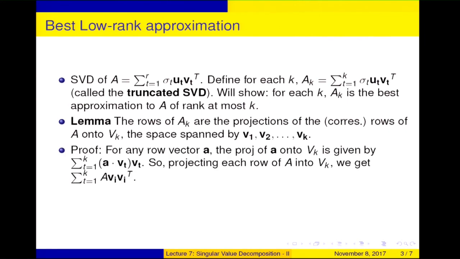Okay, and this is just some simple calculation. If I take any vector a, the projection of a onto Vk, where capital Vk is the subspace spanned by these vectors, and these are a basis because they are orthonormal, right? So you take its dot product with each basis vector and add them up. That is the projection onto the whole space. So that's for one particular vector a. Now projecting each row of A onto Vk, we get this.